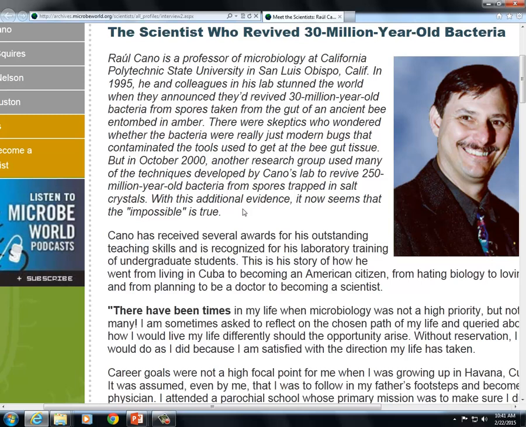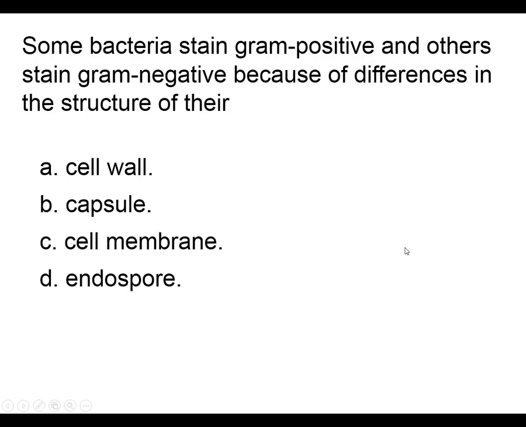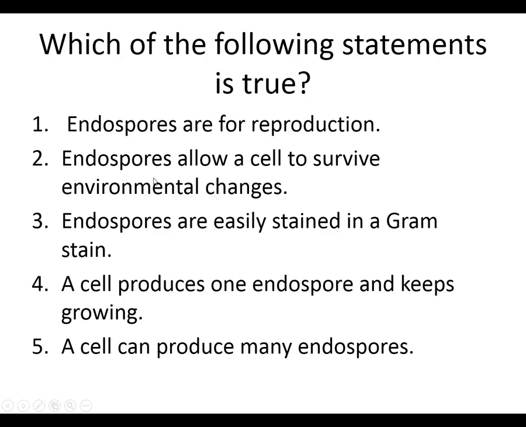All right. So that's all I got, I guess. Some bacteria are gram-positive, some are gram-negative because of differences in their cell wall. Correct. All right. What do we say about endospores? Two is the only correct answer, right? Makes them tough, makes them survive environmental changes.